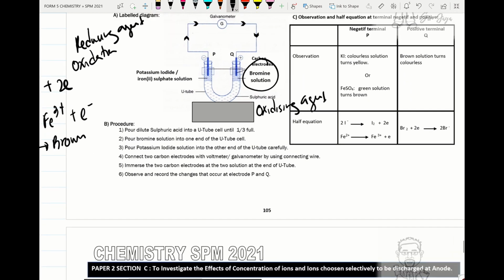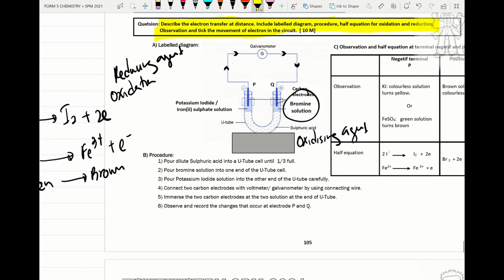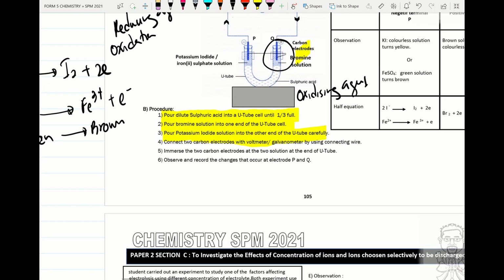Alright, we try to check the procedure here. Alright, so first point, pour dilute sulfuric acid into U-tube cell until 1/3 full. Alright, so then we pour bromine solution into another end of the U-tube cell. So I put here another end. So at this end we pour bromine solution, and next one pour potassium iodide solution into the other end of the test tube. Please put this word carefully. Alright, so please make sure to put the word carefully.